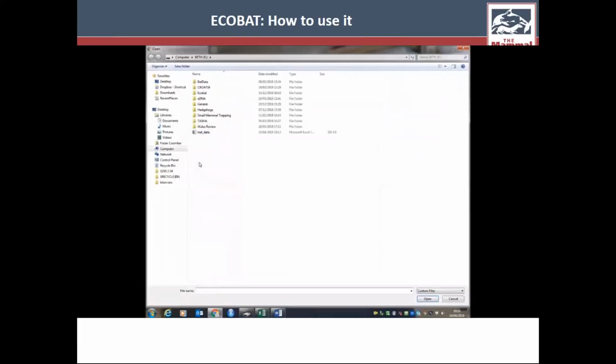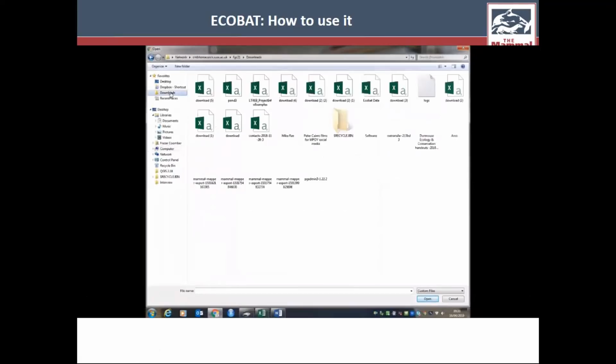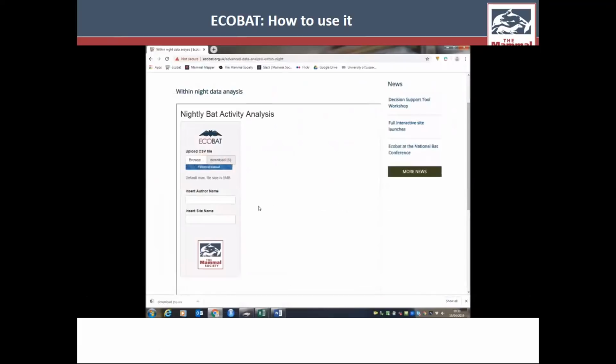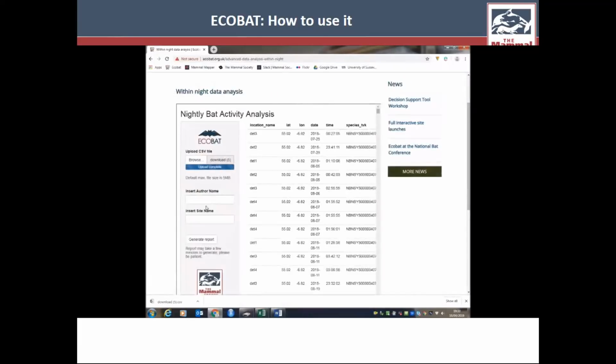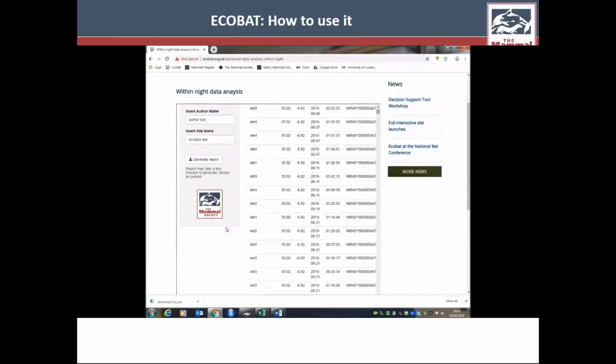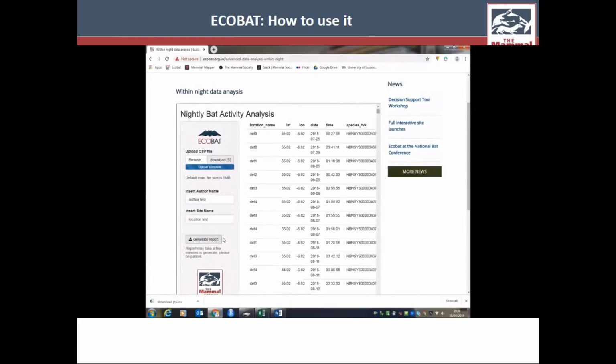So upload the new data into the application. You can insert an author name and a site name. If you don't, it'll just come up as NA. It's not necessary. And it's as simple as generating the report.